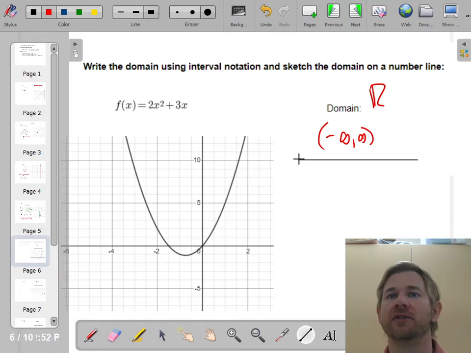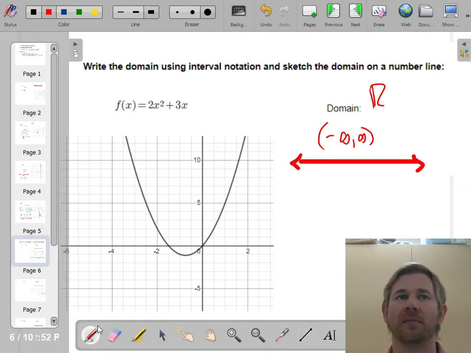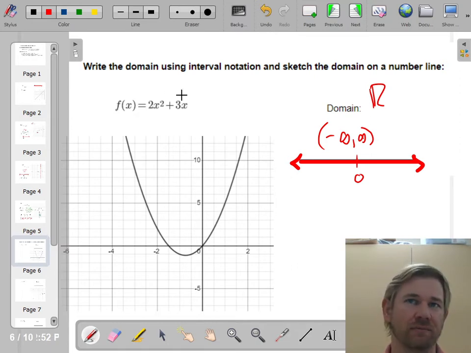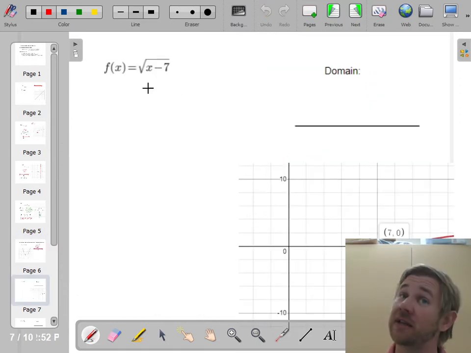On a number line, I would just draw it like this. This is kind of lame, but there you go. There's your number line. I guess I could put 0 in the middle. Okay. All real numbers. Anything works. It's a parabola. You can square anything and then add 3 times or whatever. It's fine. So, fine. This has got a square root, though.